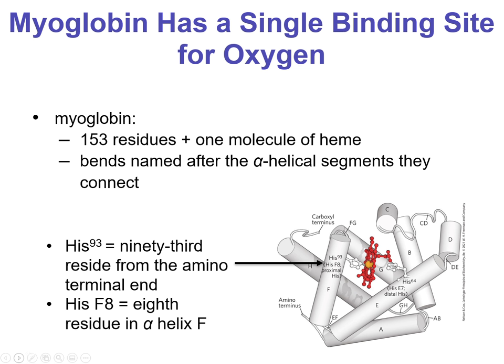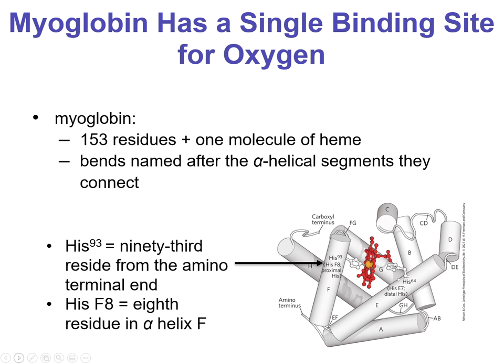First, we're going to talk about myoglobin. It's a monomer. It's a small protein, 153 residues. It also has 1 heme group. That 1 heme group has 1 binding site for oxygen.